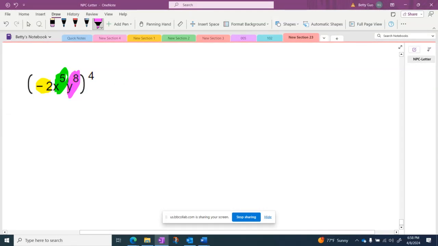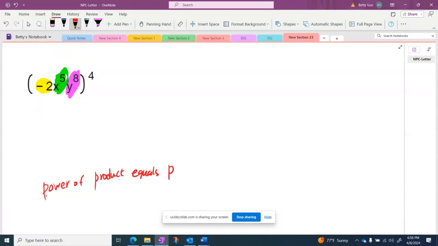I see a power of a product. The base is a product. Remember, power of product equals product of powers. Okay, so right away, once we identify the structure is a power of product, you need to have this cue in your head. Power of product equals product of powers, right? And then you're gonna rewrite this as a product of powers.